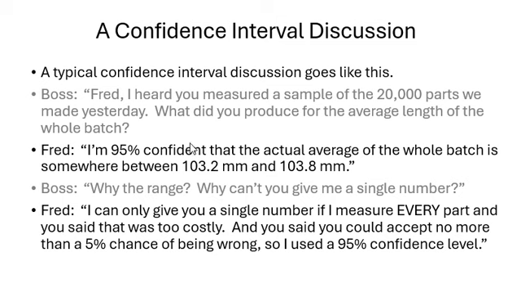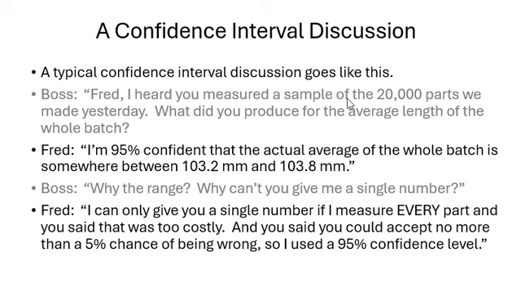This is an example of what a confidence interval is. So this is just a typical example. We have Boss and Fred. Boss said, Fred, I heard you measured a sample of 20,000 parts we made yesterday. So what did you produce for the average length of the whole batch? Fred said, well, I am about 95% confident that the actual average of the whole batch is somewhere between 103.2 millimeters and 103.8 millimeters.